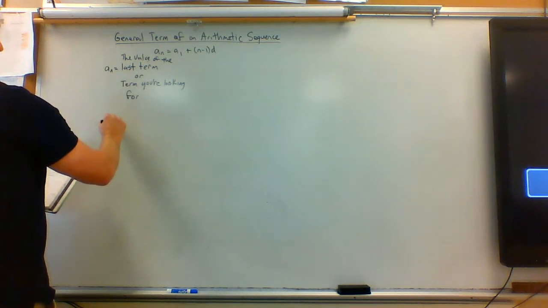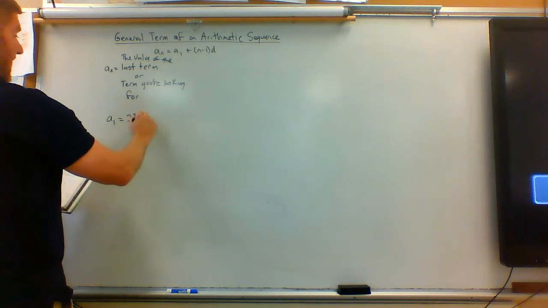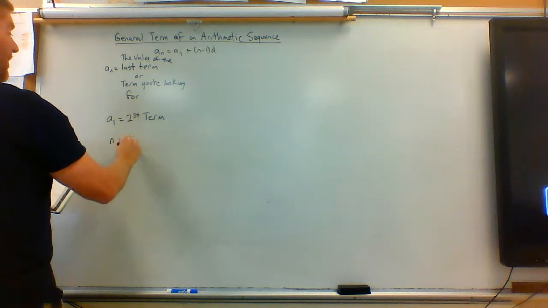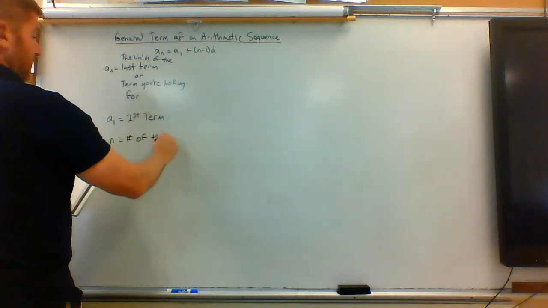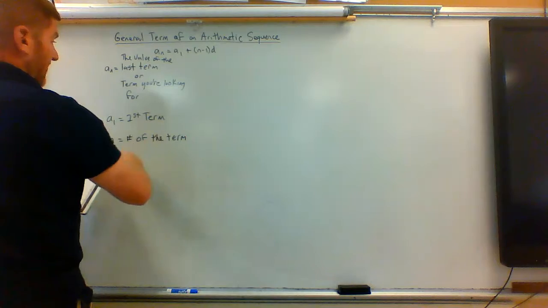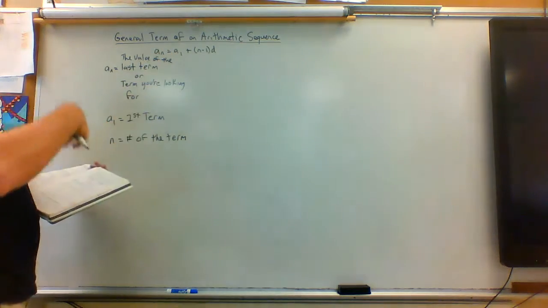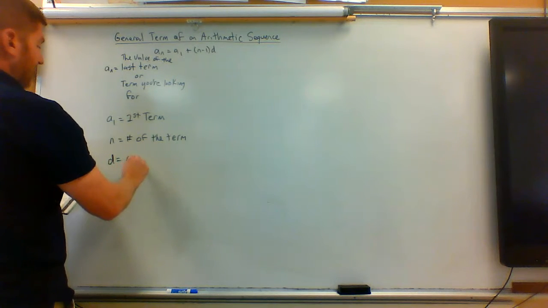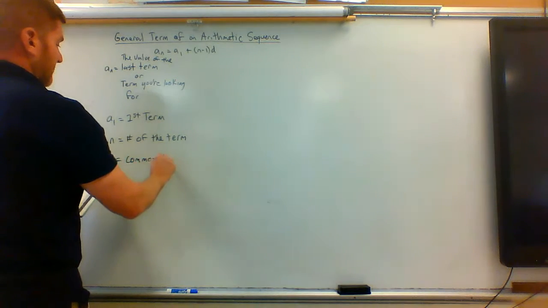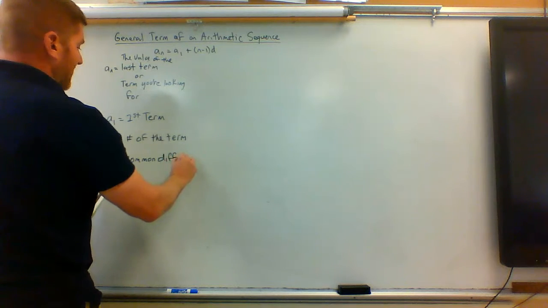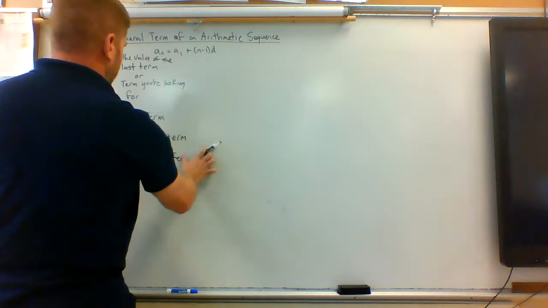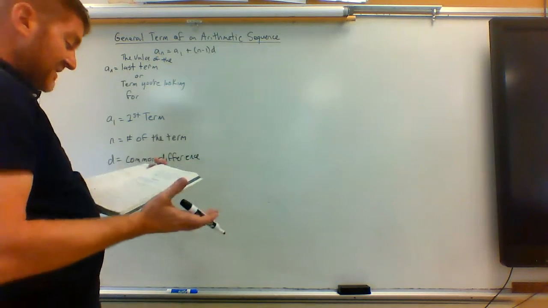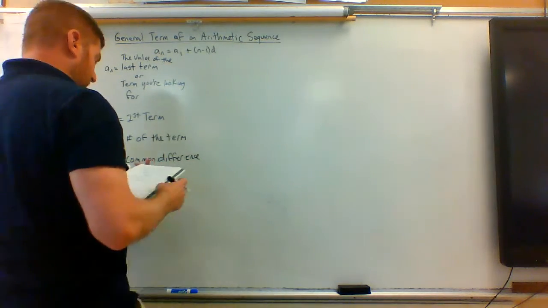A sub 1 is your first term, not the y-intercept, but your first term. n is the number of the term. So if I'm looking for the 5th term, n is 5. And a sub n is what the value of that term is. And d, we went over before, is called the common difference. That's what am I adding or subtracting to get to the next term. So, all right, and that's really what we're looking for. So let's look at example 1.